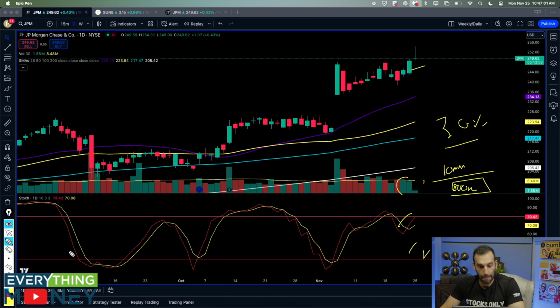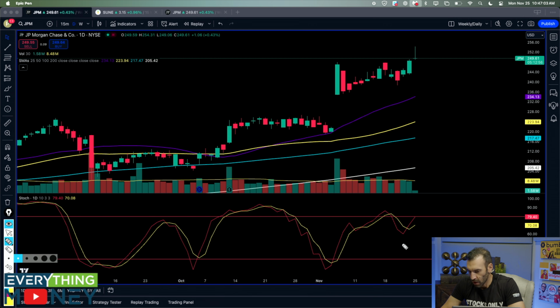Then you're going to look for your buy signal. Our trend is good. Our volume is good. Now let's look for the buy signal. The buy signal is, of course, the engulfing candlestick. Make sure it's an engulfing candlestick.